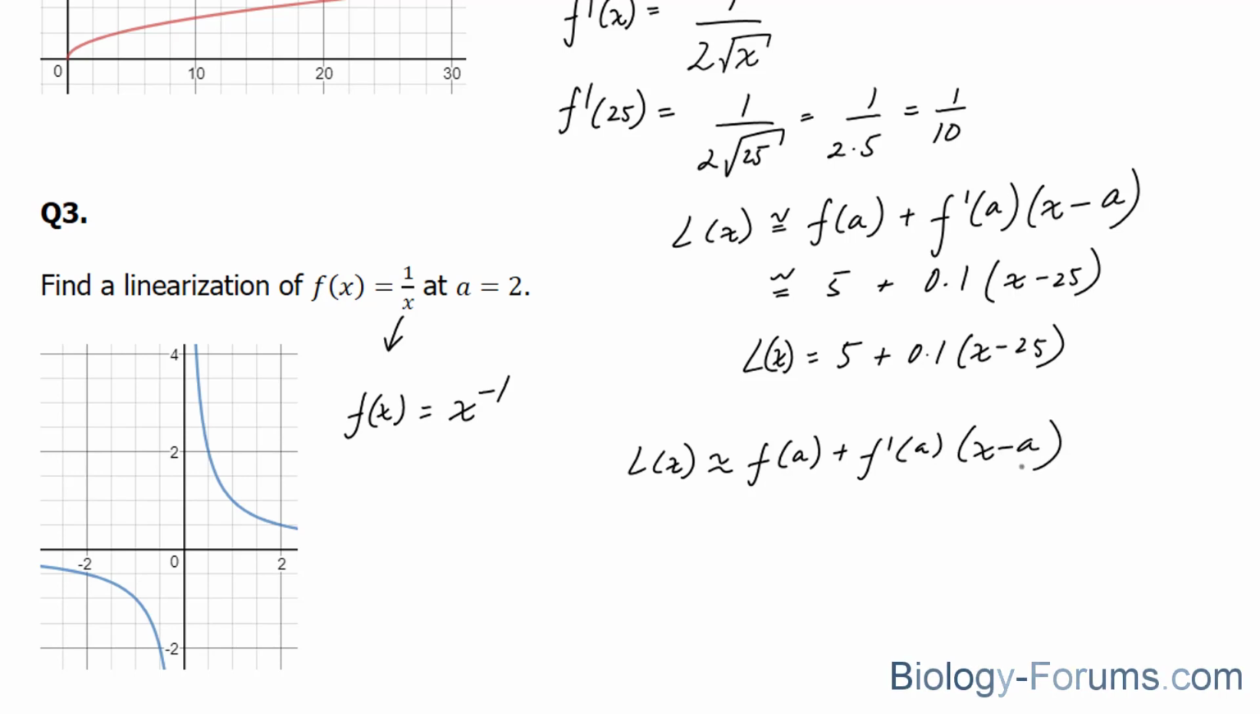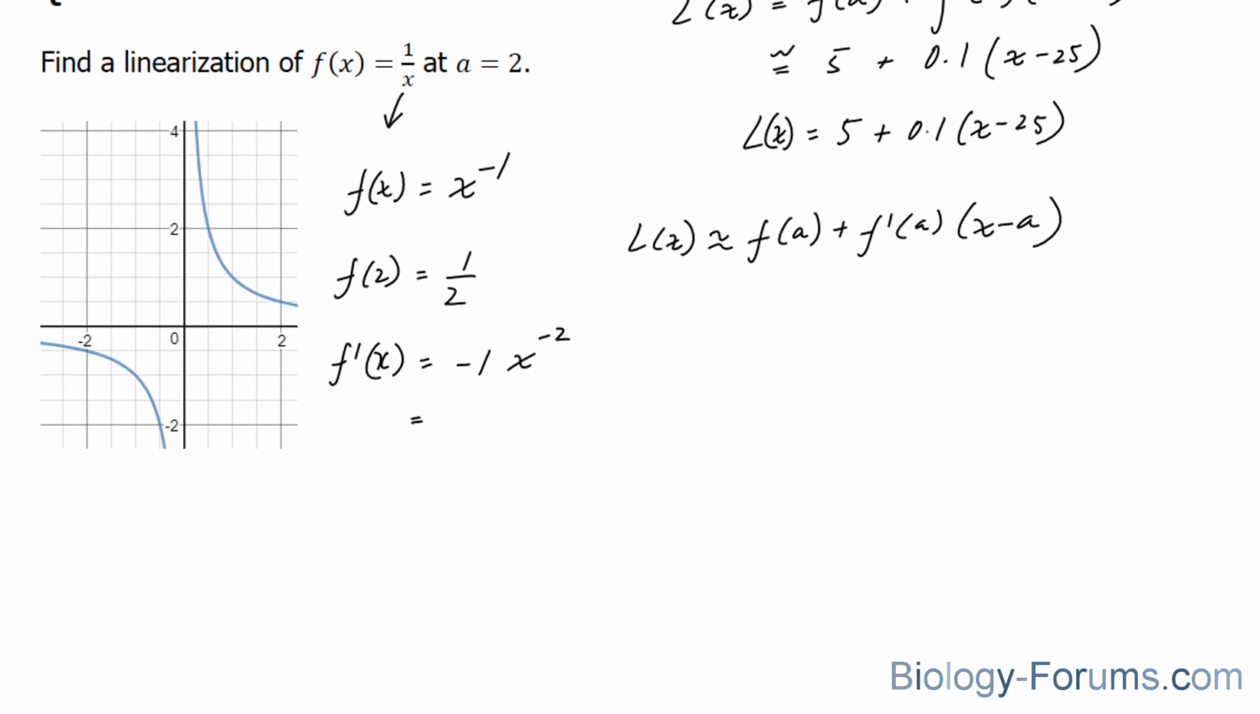So let's begin by finding f at a. 1 over 2. Let's find the derivative of this. The derivative of that is equal to negative 1, x to the power of negative 2. And another way of writing this is saying negative 1 over x to the power of 2. And now we'll apply that a is equal to 2 into here, you end up with negative a quarter.